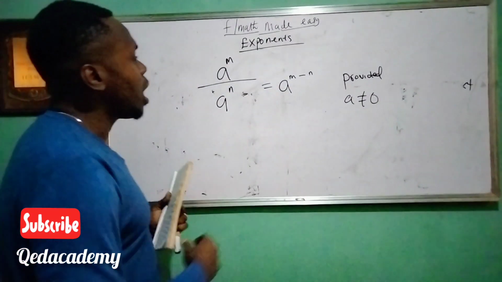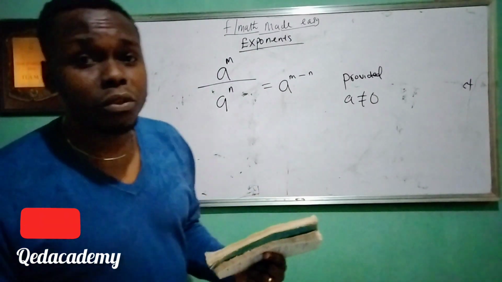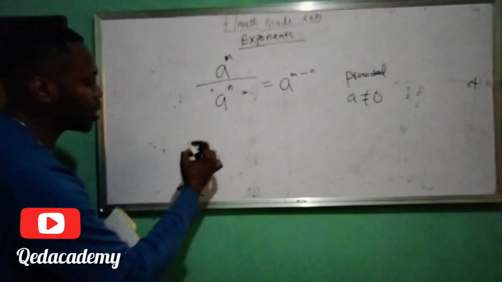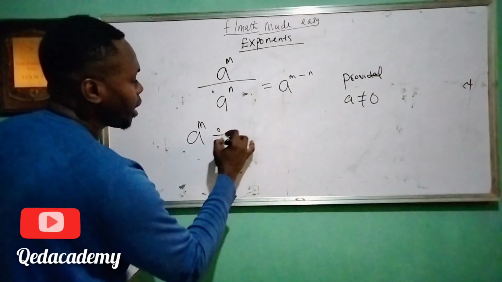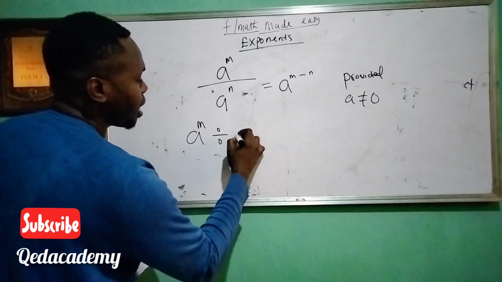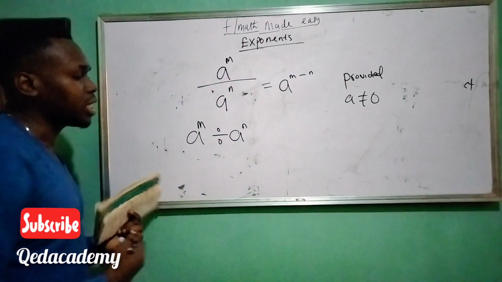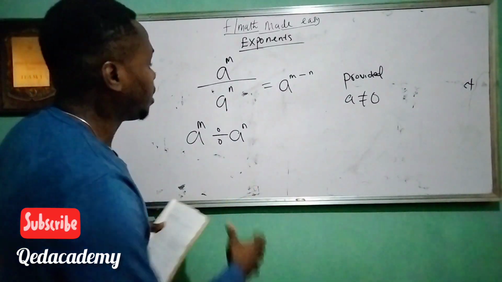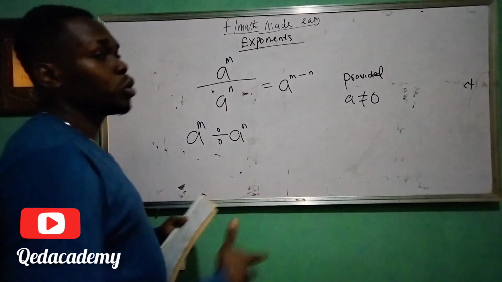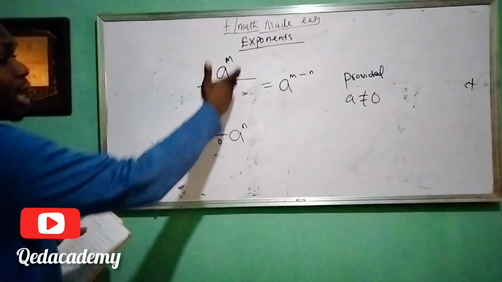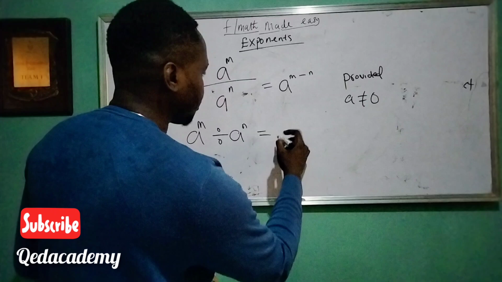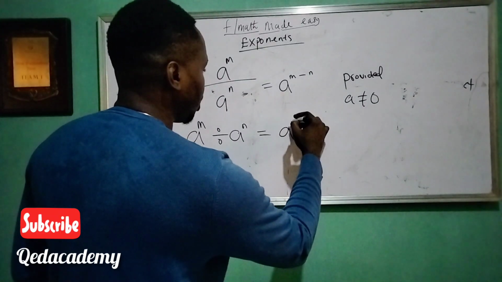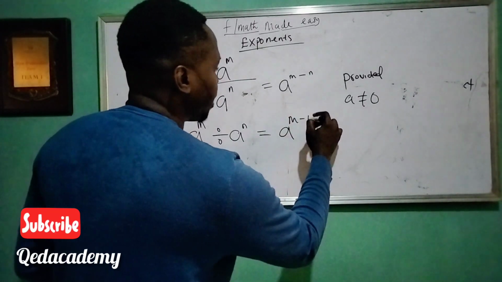The other way this is normally expressed, which some of us might be familiar with, is a raised to m divided by a raised to n. You can see your expression comes in either this form or this form. You should be able to manipulate this and this. They look alike, so it's not as if they are different. So this becomes a to the m minus n, right?